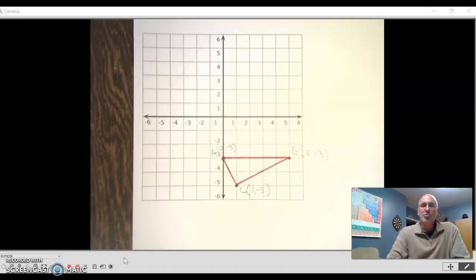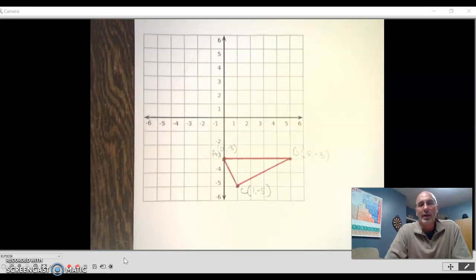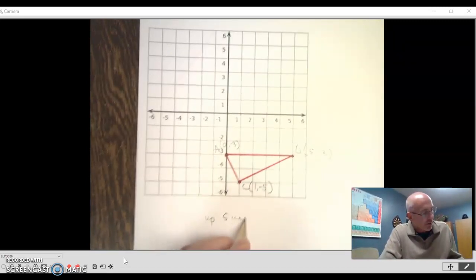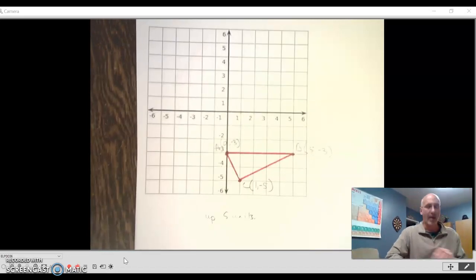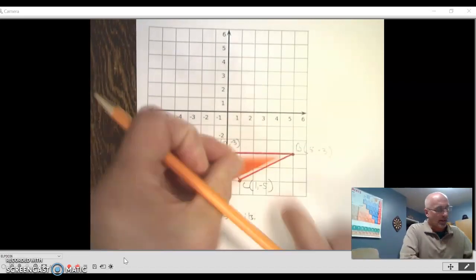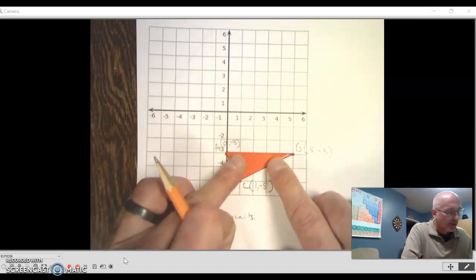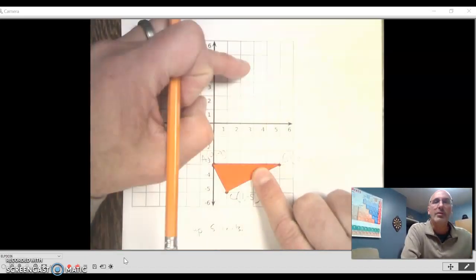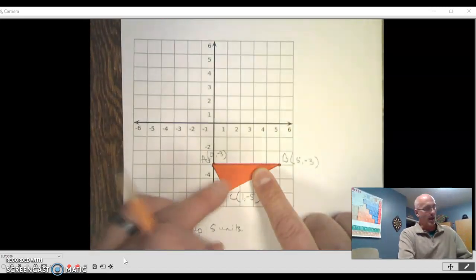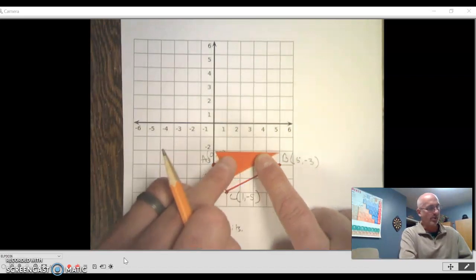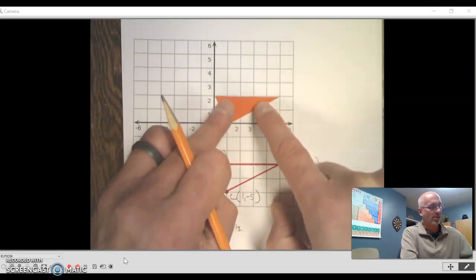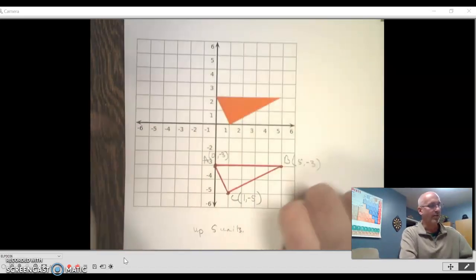And I am going to transform this. In other words, I am going to move it somewhere else in the coordinate plane. So I am going to say I want to move it up 5 units. So what I did is I cut out a shape that looks exactly the same. And I am now going to move it up the coordinate plane 5 units. 1, 2, 3, 4, 5. So I am right there right now.